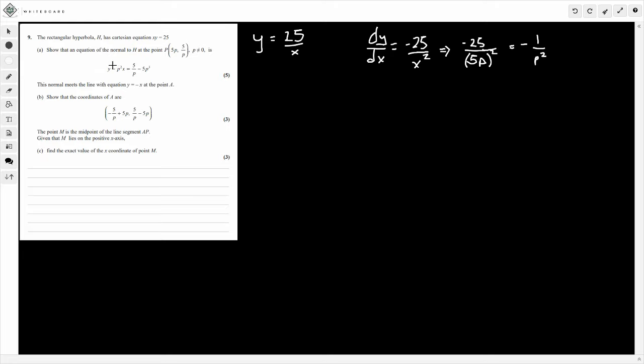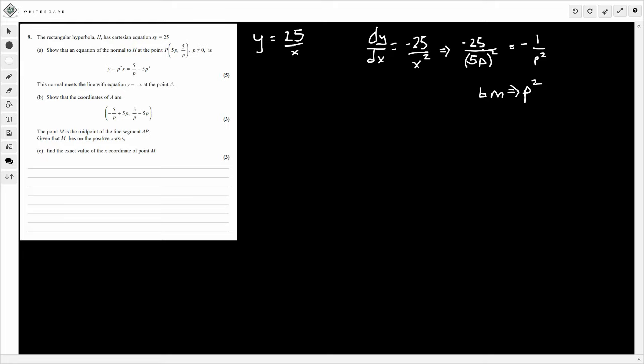But we're working out the equation of the normal, not the tangent. So you've got to be careful here. Make sure you get the right gradient. We're not using this gradient, but we're going to work out the negative reciprocal. So minus 1 over p squared. What's the negative reciprocal going to be? Well, flip it, so that'll give me minus p squared, and then times it by minus 1, so that'll give me p squared. That's the gradient that we need, that's my perpendicular gradient, p squared.